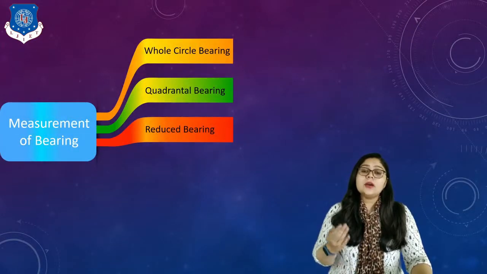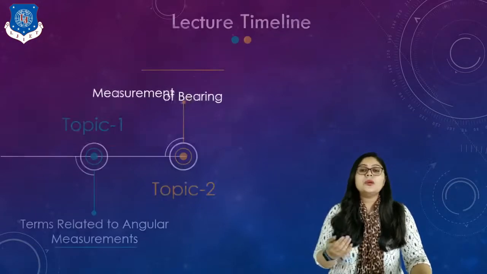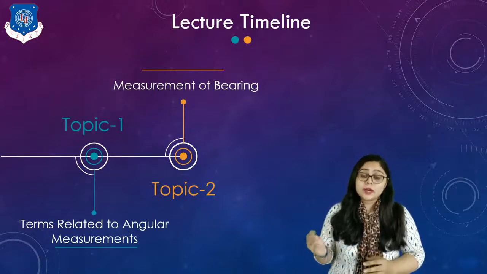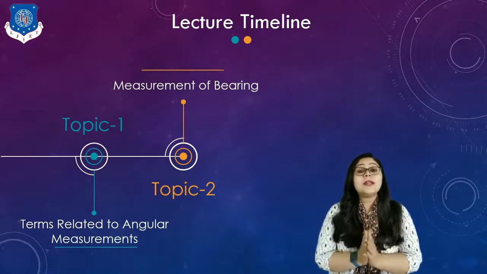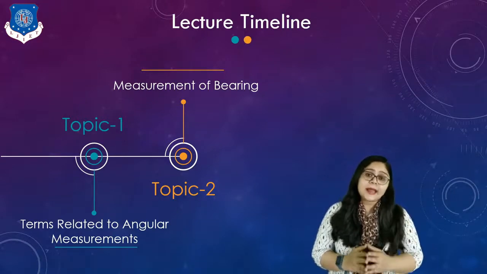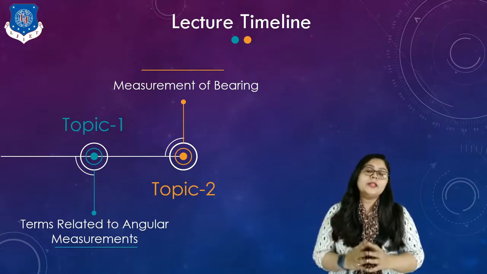So that is all about the measurement of bearing in these three systems, right? This is all for today's lecture, in which we have discussed the most important terms as well as the methods in which we measure the bearings, which means the angles, right? I hope you all understand these two topics in detail.